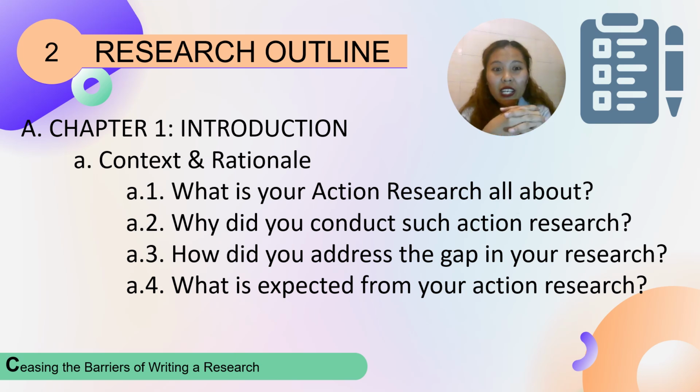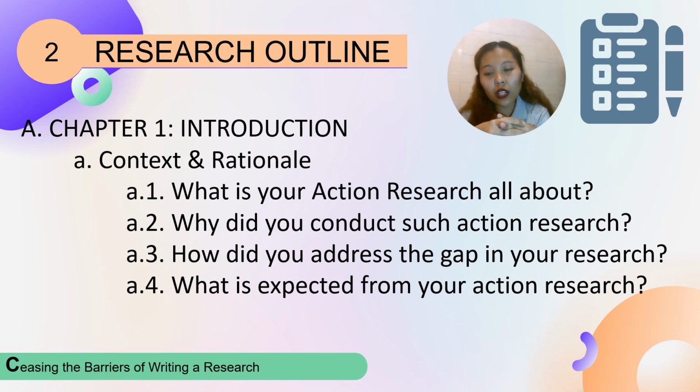Next is to make a research outline. So as I said a while ago, I will be sharing with you the different parts of our action research, or the outline of our action research that we are using in our division. Okay, now here it is. The first one is chapter 1, which is the introduction, and it has different parts. The first one is context and rationale.